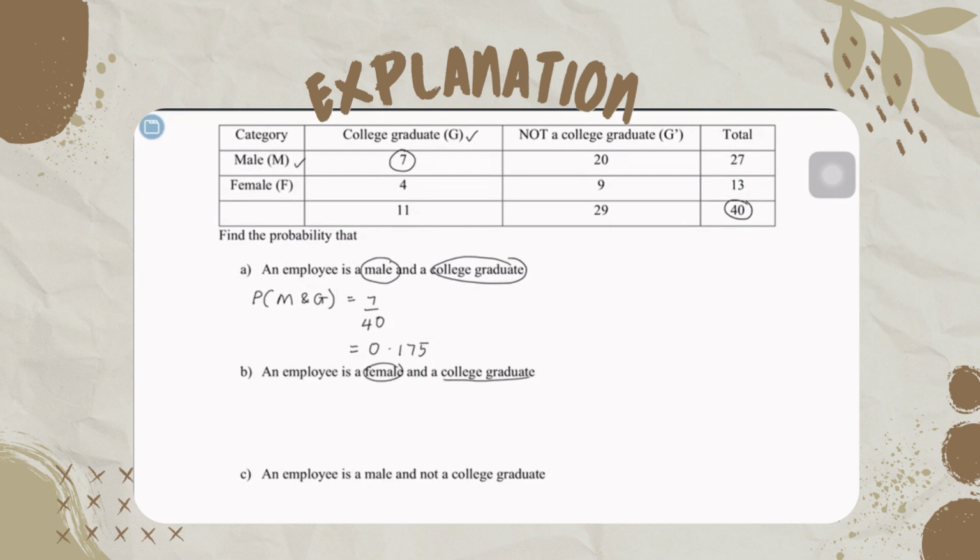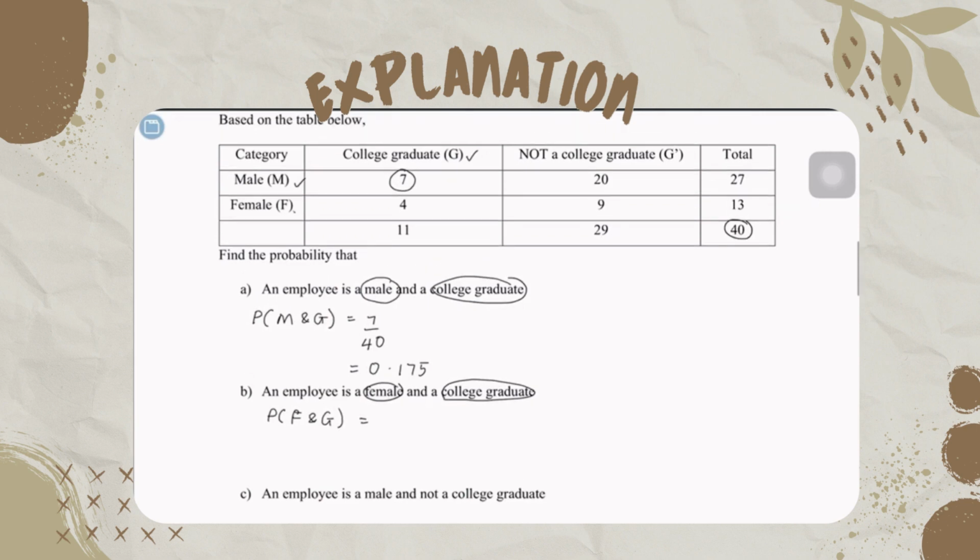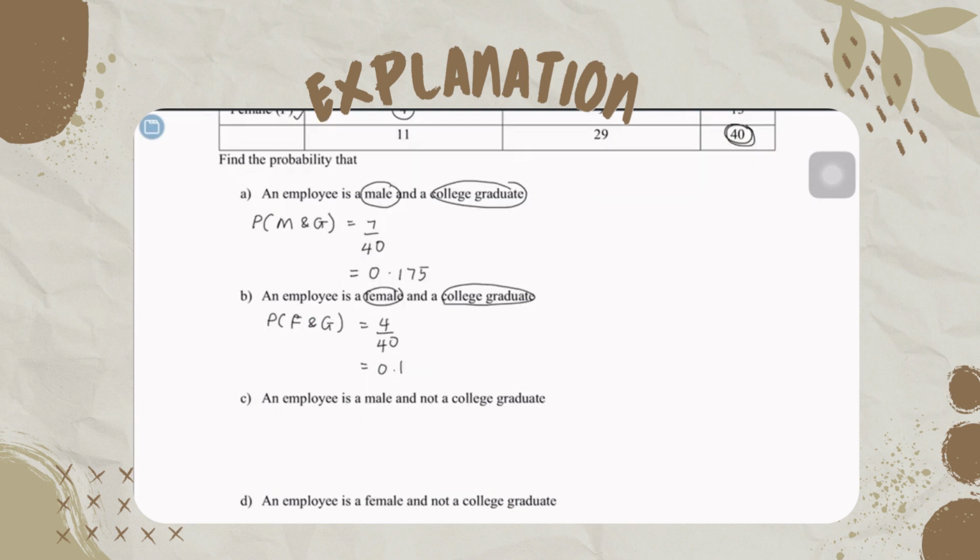Part B, an employee is a female and a college graduate. The keywords are female and college graduate, and we look at the table. The formula is probability of female and college graduate. The female college graduates are 4, and the total is 40, which gives 0.1.